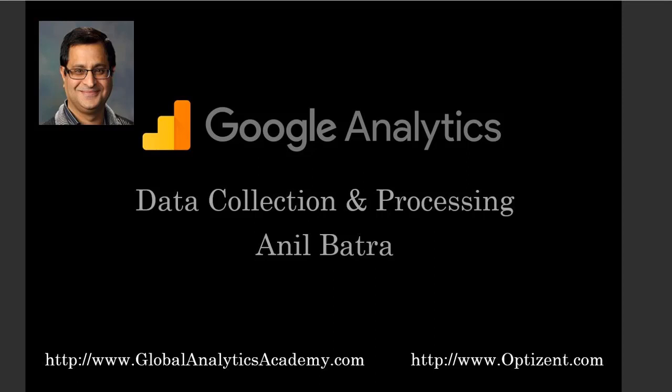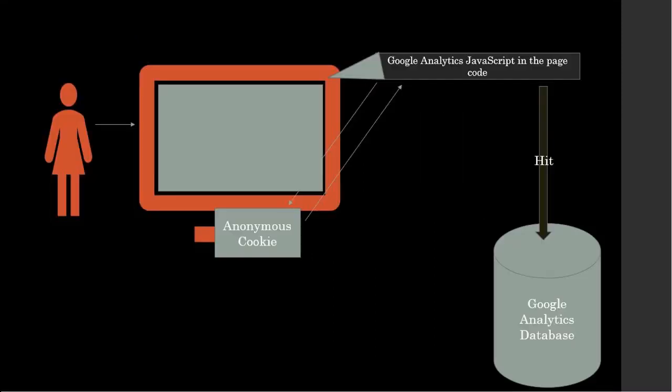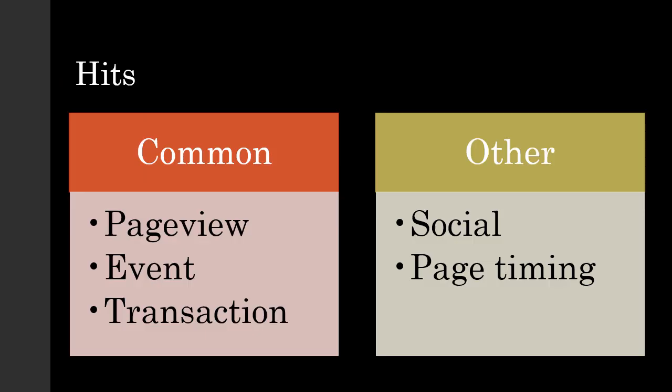In this lecture, we will look at key points about data collection in Google Analytics and how they convert that into reports. Each user interaction is tracked by the Google Analytics code on that page and is sent to Google Analytics as a hit. There are several types of hits. The most common ones are page view, event, and transaction. There are also other hits such as social hits and page timing hits.